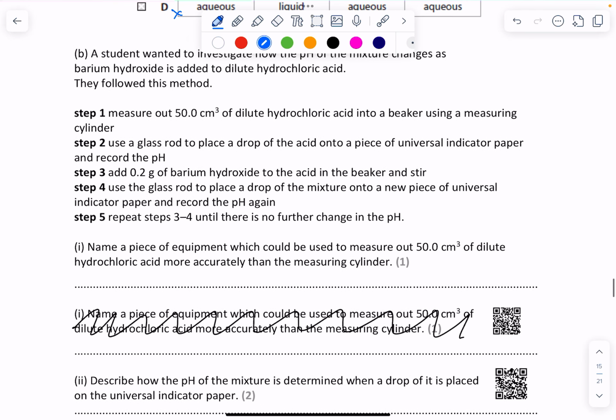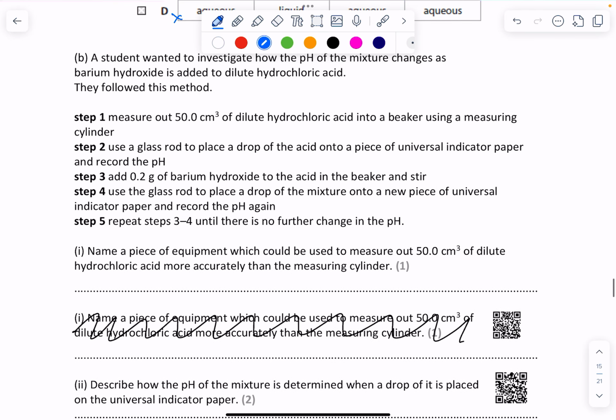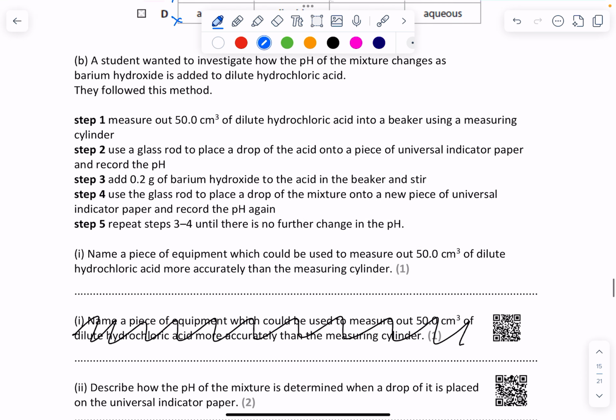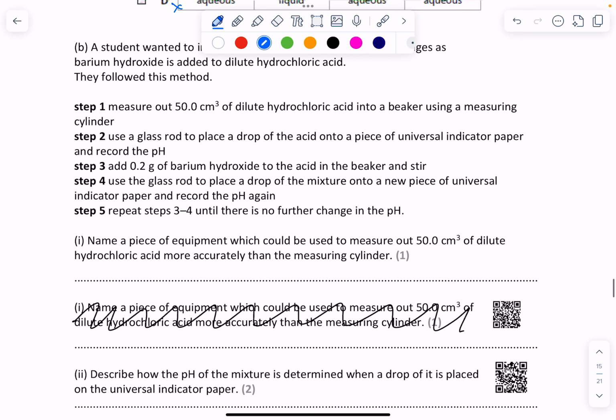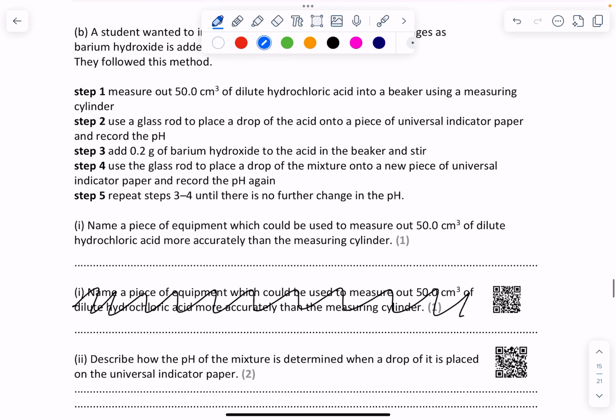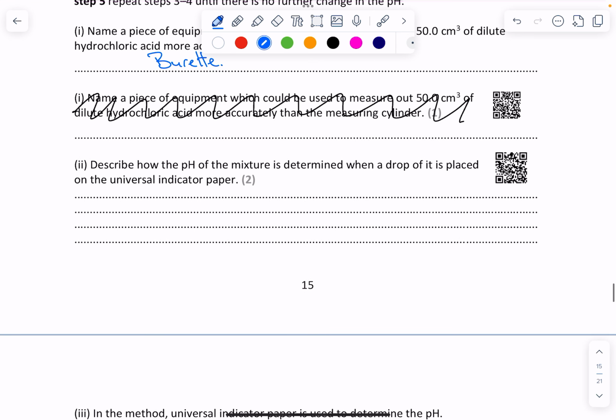Next one, always read this information carefully because the answers very often are in the information, or the information will help you get to the right answer. This first one says, name a piece of equipment that could be used to measure the volume more accurately. If you think back to titrations, we actually used a burette because that's far more accurate than a measuring cylinder would be. I've crossed that one out because it's been repeated twice somehow. Let's keep going. Part two.